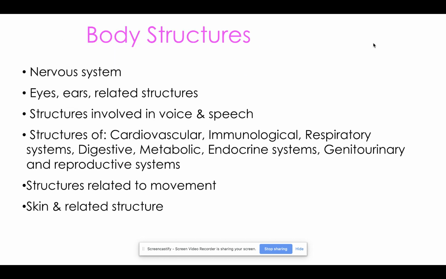This is looking at the nervous system, the eyes, ears, and related structures, all the structures related to speech and voice, the structures of the heart, respiratory system, digestive system, endocrine system, all the things we just talked about. Any structures related to movement, which would be the bones and the muscles, and then skin and related structures. When we think of skin, skin is the largest organ in our body.